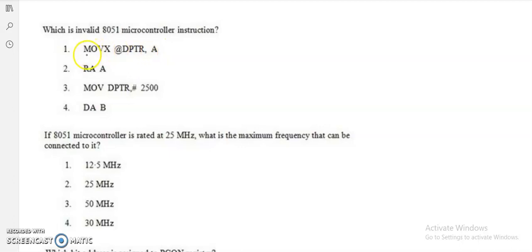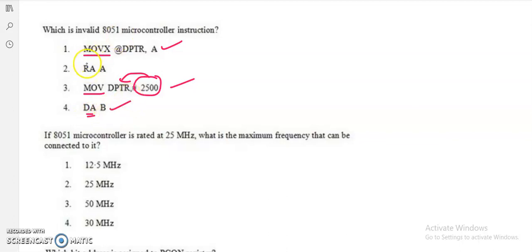Here, MOVX is a command in the 8051 microcontroller which is used to move data from the accumulator to memory or from memory to the accumulator. So it is a correct one. And MOV is also used to transfer data. Here the immediate data is transferred to the data pointer. So those are all correct. And DA represents decimal adjust. It is also a correct one.